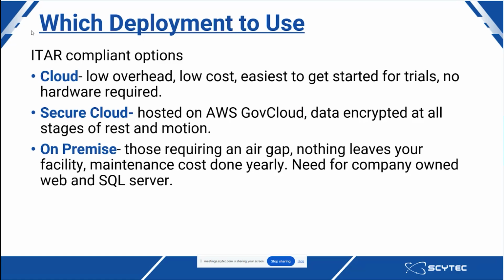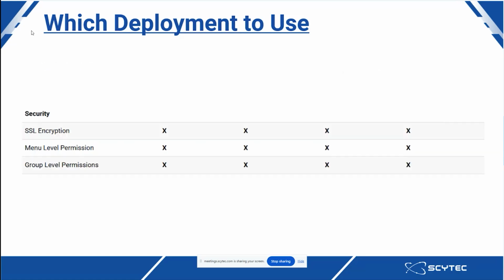And then finally, we have our on-premise solution. And the on-premise solution is good for manufacturers who have IT departments that are requiring an air gap so that nothing leaves your facility. It's basically like outright buying DataXchange, and the only thing outside of the upfront costs is maintenance costs that are done yearly. And the only other thing that kind of separates the on-premise solution from our cloud solutions is that you need to have a company-owned web and SQL server that is built out on your shop floor, as that's where all of your information is going to be stored that is collected from your shop floor equipment.